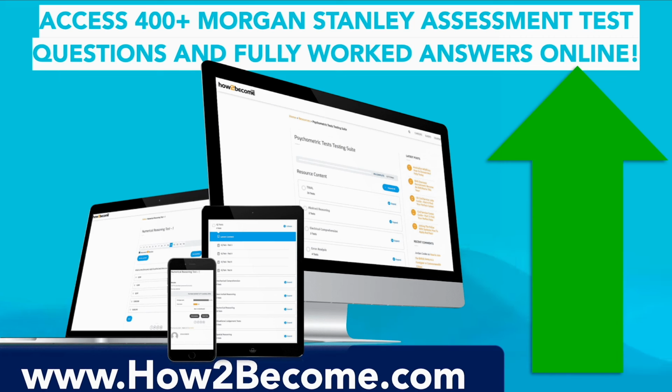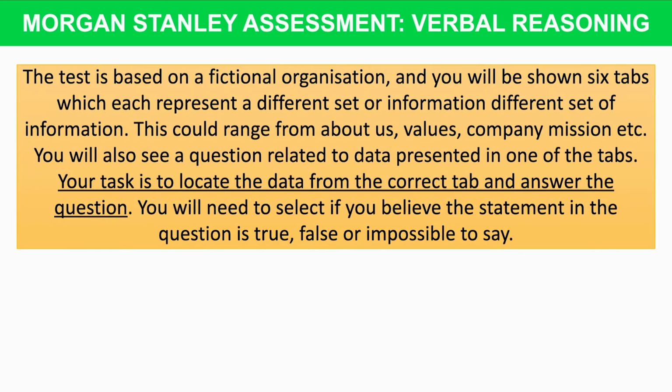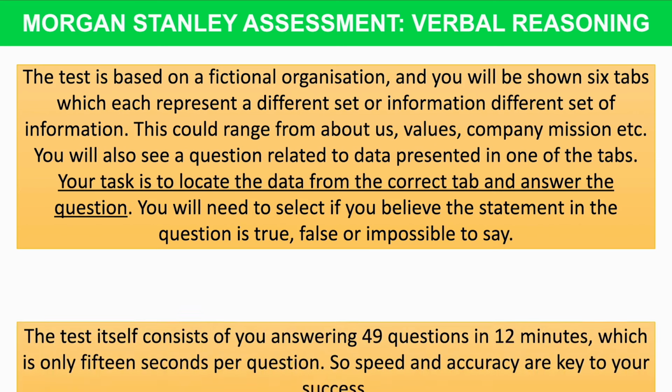Okay, the next Morgan Stanley test question type is verbal reasoning. Again, another area many people struggle with. However, this time I don't need to break this down as much as I just did with the numerical reasoning one, because in fact, the question types are almost identical. It's just this time, instead of numerical data, you will be getting verbal data. So that may be bullet points, sentences and paragraphs, structured lists. Again, you will need to select if you believe the statement presented is true, false, or impossible to say.